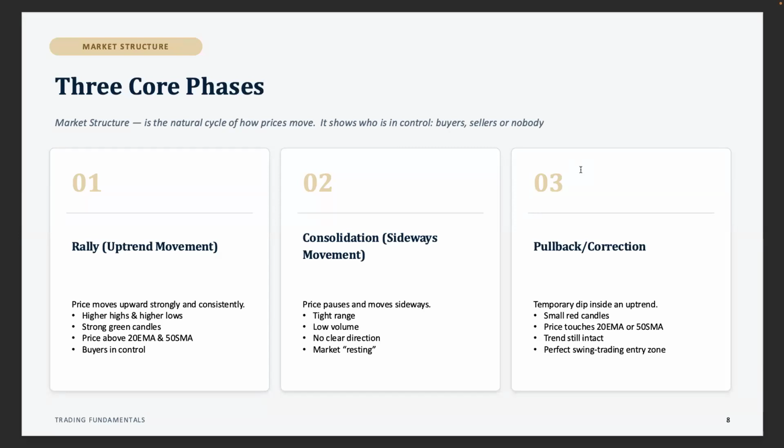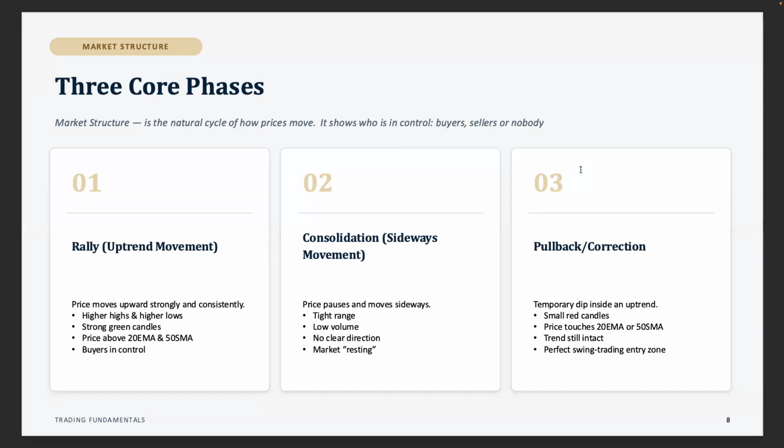Pullback does not mean it's going to drop completely, right? It could drop slightly and still go back up. But pullback and correction, most times, simply mean that it's dropping in value. But when you have what we call a breakdown, that's when the price continues to fall. So you're going to see these three phases: the rally, the consolidation, or the pullback.